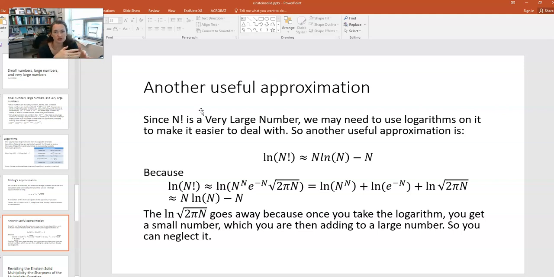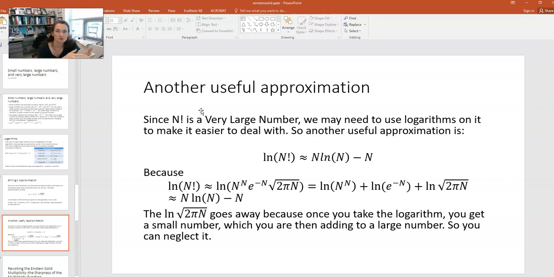So another useful approximation that's related to Stirling's approximation is this: the log of n factorial is approximately equal to n log n minus n. So for a proof of that, look here at the next line. The log of n factorial, okay, now we're going to plug in Stirling's approximation for n factorial into that equation. So that would be approximately equal to the log of n to the n, e to the minus n, square root of 2 pi n.